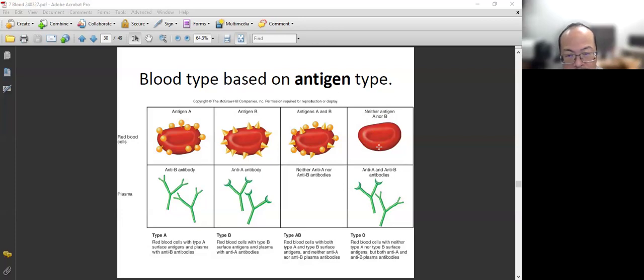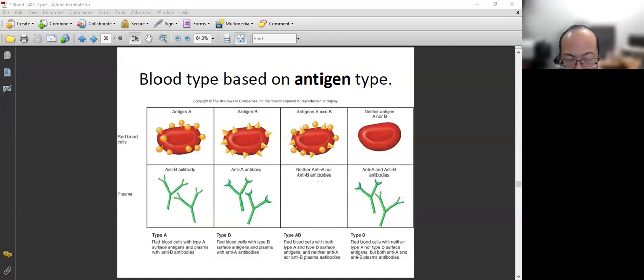The universal receiver will be this person, because it doesn't have any antibody. So no matter what kind of blood you give to this person, there's no reaction. So the type AB will be the universal receiver. It can receive different kinds of blood.